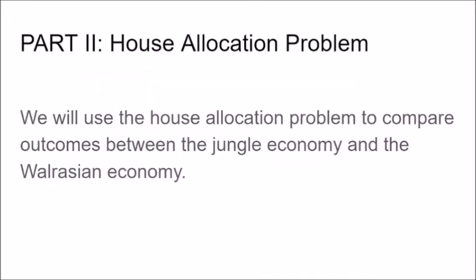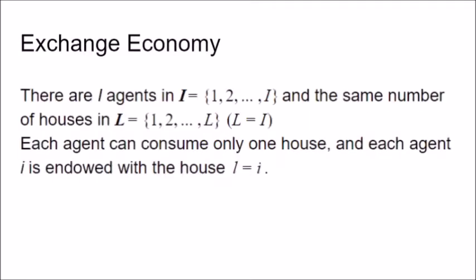Now that we have defined the jungle economy, we're going to look at one of its applications, and this is an application that allows us to examine the differences in outcome between the jungle economy and an exchange economy, or Walrasian economy. We will use the house allocation problem to compare these outcomes. So first, let's describe the house allocation problem in the context of an exchange economy.